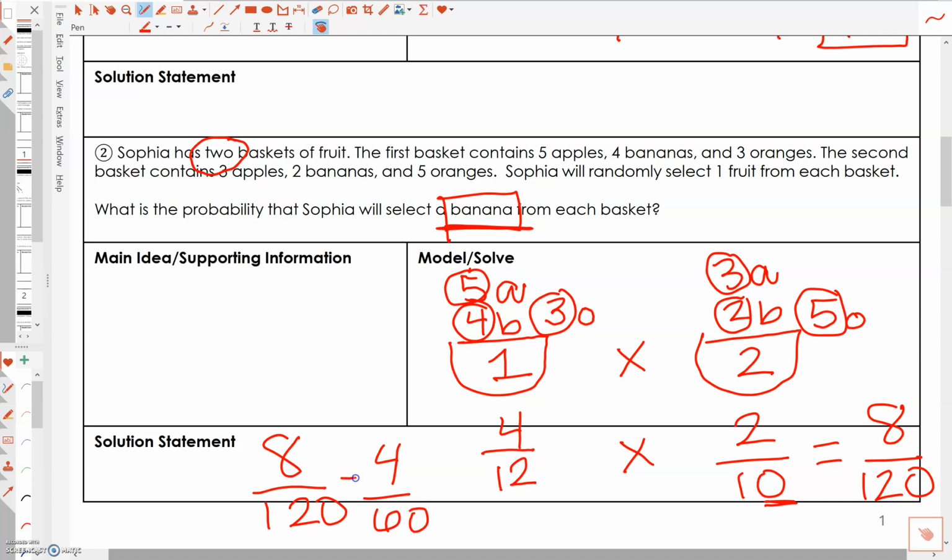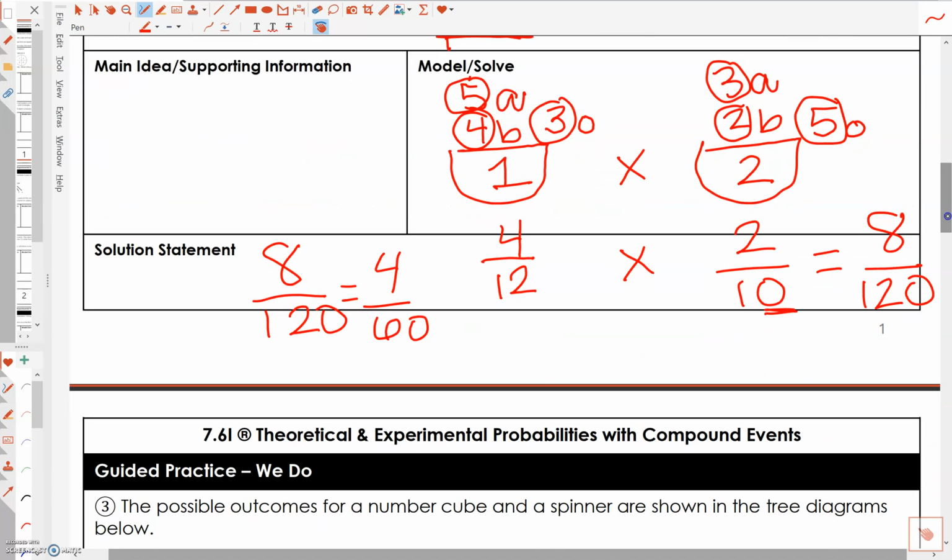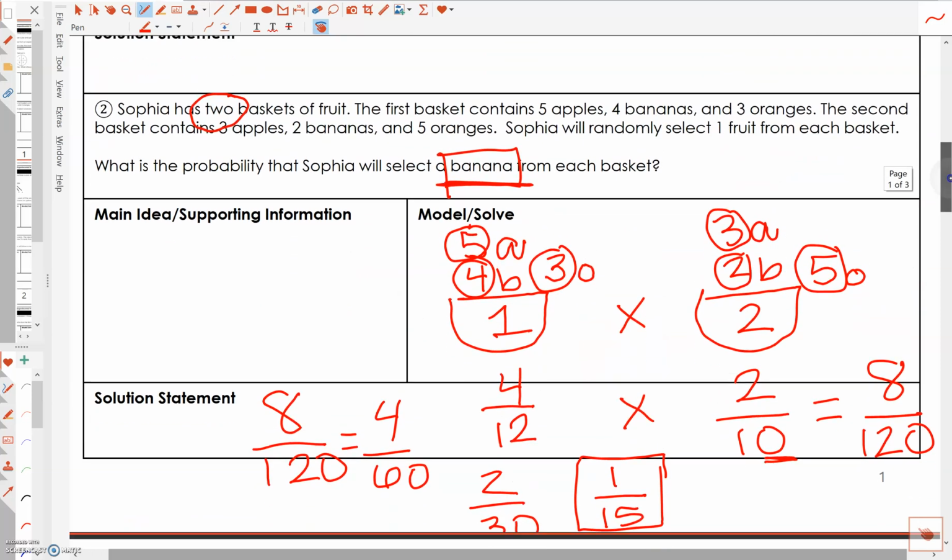Again, you can reduce it again, 2 over 30. I'll put it right here, 2 over 30. You can reduce it again. That will be 1 over 15. So the probability that she will get bananas from both baskets is 1 out of 15.